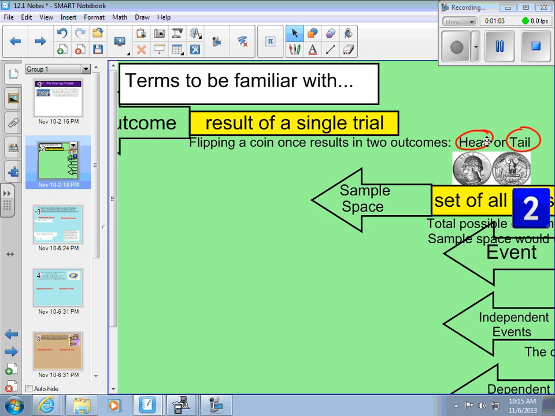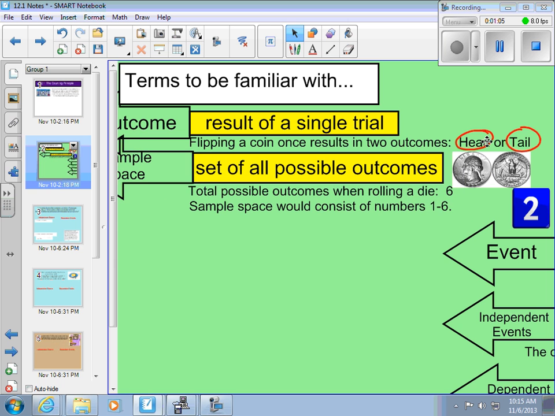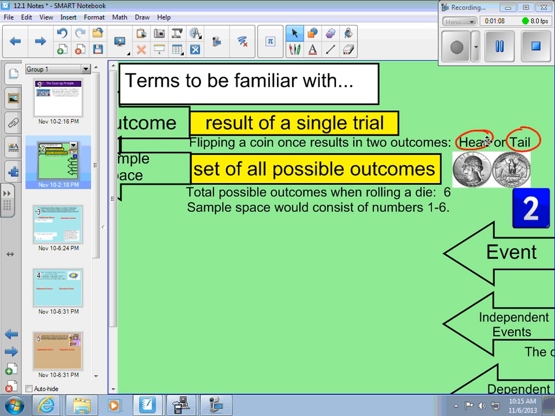Another term you're going to need to know, sample space. A sample space is the set of all possible outcomes. So you're looking at the total number of things that could happen. One example would be when you're rolling a die. You would have 6 possible outcomes. You could have 5, 2, 3, any number between 1 and 6. So the possible outcomes would be 6. The sample space would consist of the numbers 1 through 6.